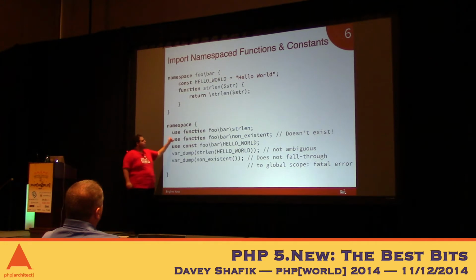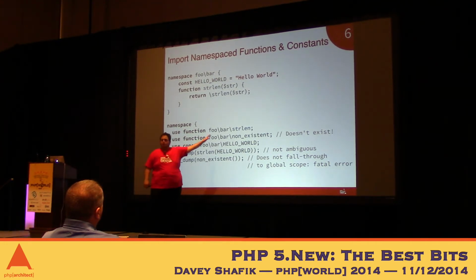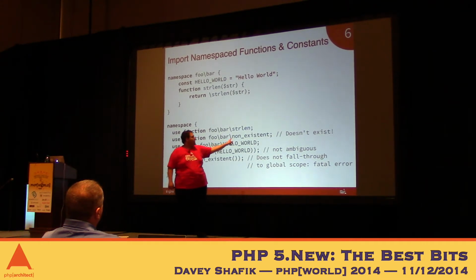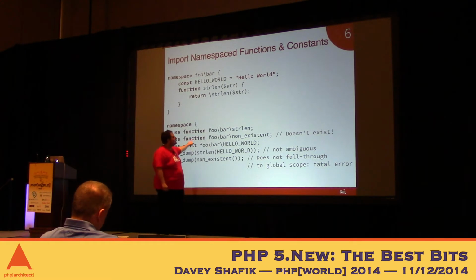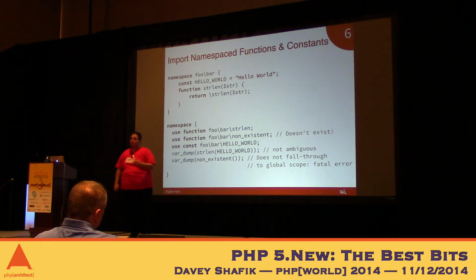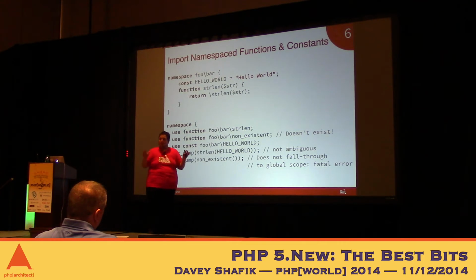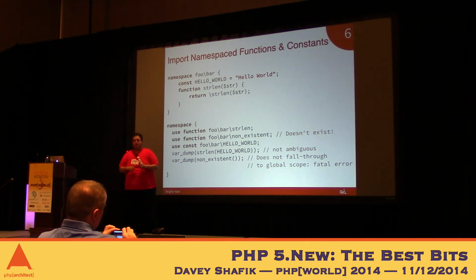However, if you do use function foobar strlen, of course, if you're not fully qualifying it at all, you're going to get the one that you're using. There is one caveat to this, which is this. Use function foobar non-existent. It doesn't exist, but if this was, say, array key exists, something that does exist in the global namespace, because you've tried to import it, it no longer falls through. Okay, so if you don't import the function, it will fall through to the global namespace. If you do import it and it does not exist, it will give you a fatal error, function doesn't exist. Okay, so that's something you have to be careful of.